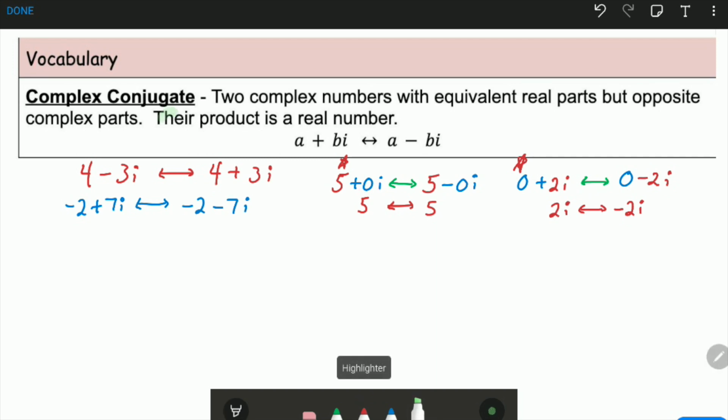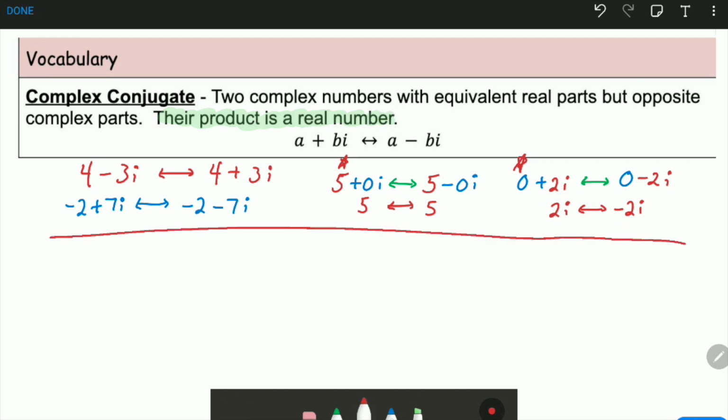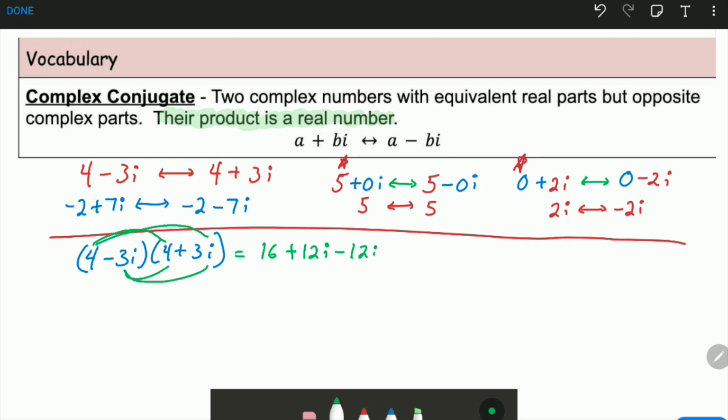But let's talk for a second now about what this part here means. Product is a real number. So I'm just going to use that first one I wrote up as my example, and we'll take a look at that real quick. 4 minus 3i times 4 plus 3i. So if I distribute this out like normal, 4 times 4, 16. 4 times 3i is 12i. Negative 3i times 4 is negative 12i. Negative 3i times positive 3i is negative 9i squared.